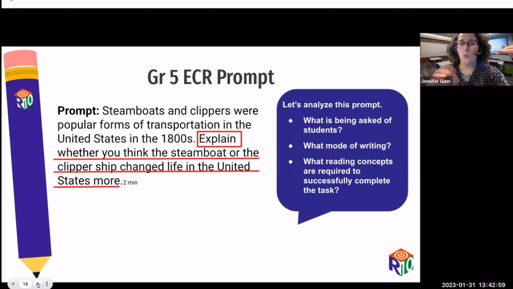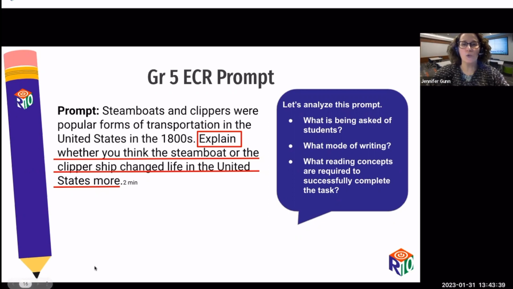And we see that word explain, but they are being asked to explain whether they think the steamboat or the clipper ship changed life in the US more. Because they would have to take a position on which one changed life more, the mode of writing here is actually argumentative. So we need to be careful that the word explain was present, but this is not informational writing. We are being asked for a position, an argument.